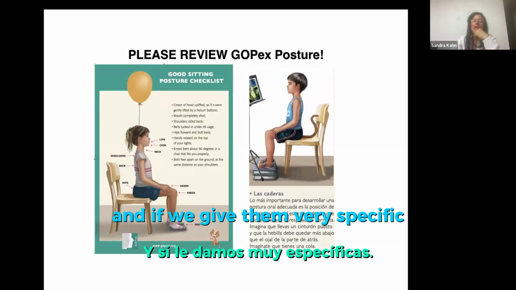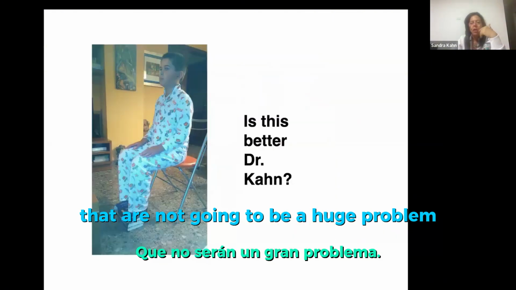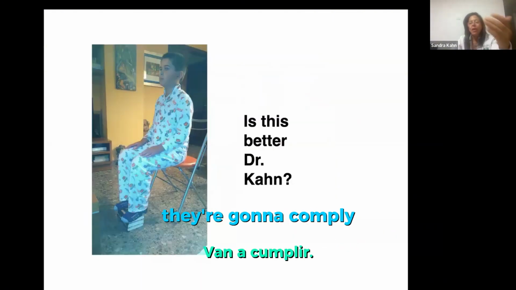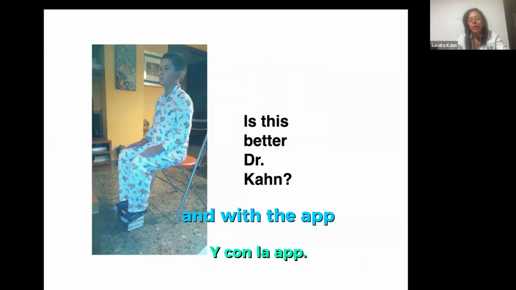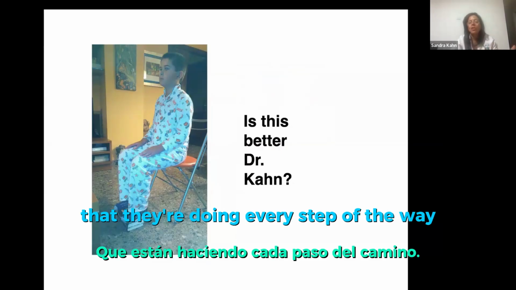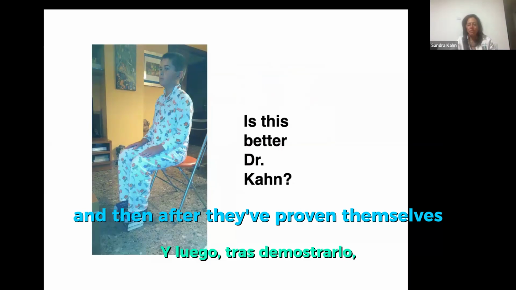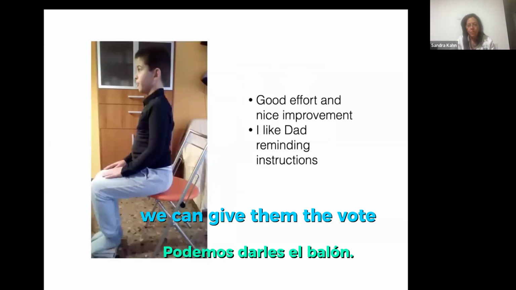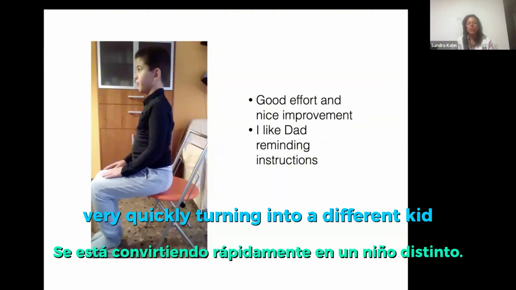And if we give them very specific, clear instructions that are easy to follow, that are not going to be a huge problem, they're going to comply. They're going to do what we ask them to do. And with the app, we can follow them and make sure that they're doing every step of the way what's best for them. And then after they've proven themselves, we can give them the bow. See how this kid is really very quickly turning into a different kid.